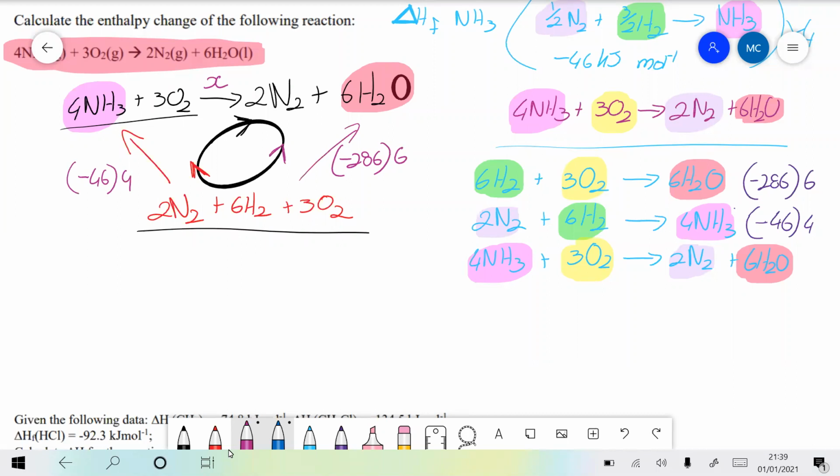Now, here we have 2 reactions going in the clockwise direction, the red and the black, and the purple is going anti-clockwise. So we can then say that minus 46 times 4 plus x is equal to minus 286 times 6. And if we work it out, x is going to be equal to minus 1532 kilojoules.